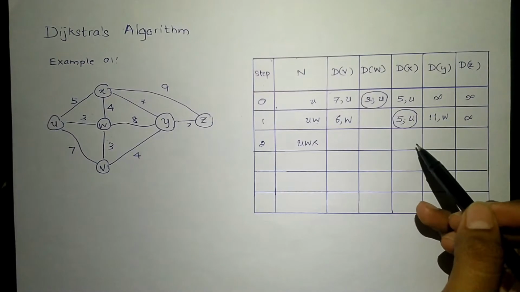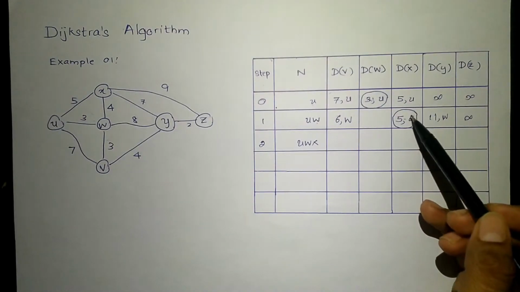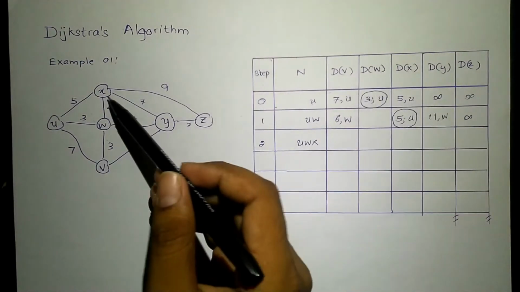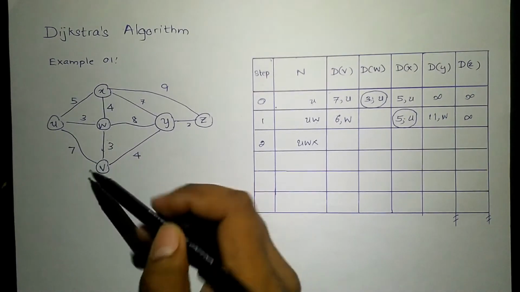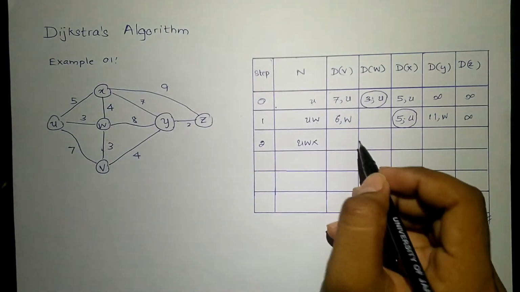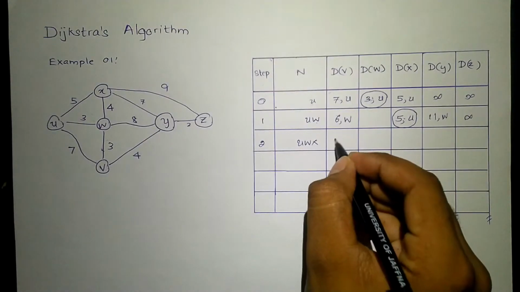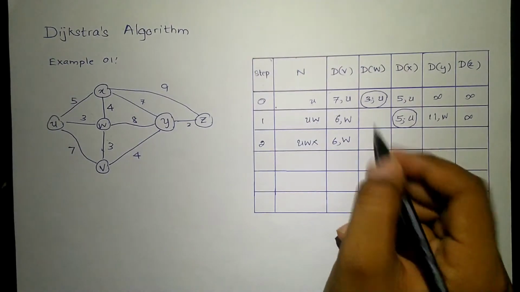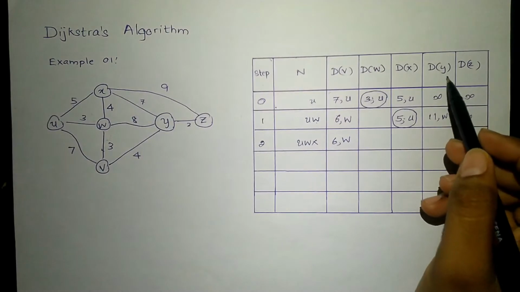So let's see the distance from X to V. X to V, there is no direct connection. Therefore, we have to put an infinity mark or write the previous answer. So we write 6W, as there is a previous answer. These columns are neglected and we go to the Y.